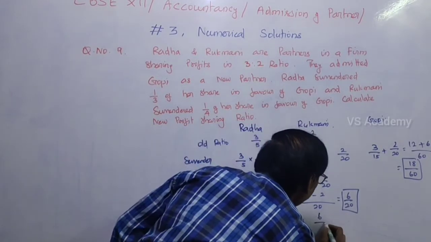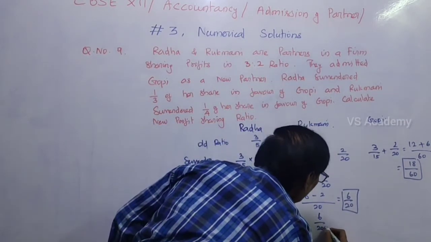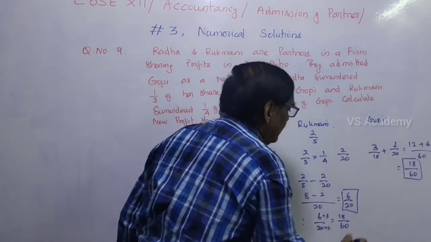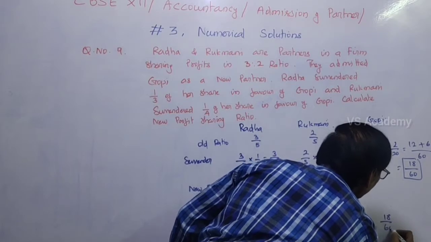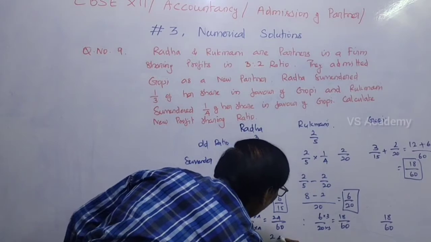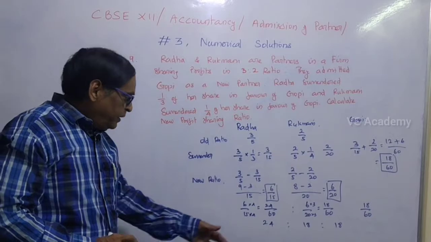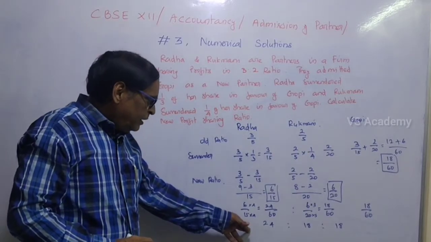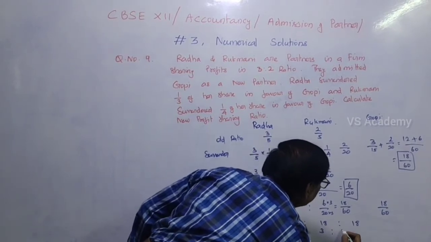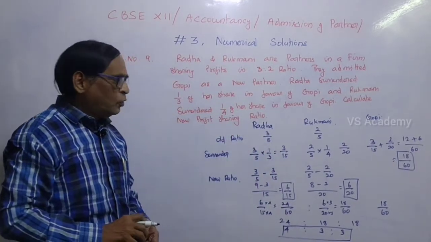Here 6/20, the base should be 60. So multiply by 3, so 18/60. Here also 18/60 for Gopi. So the ratio will be 24:18:18. So if we divide, we can simplify further. If we divide by 6, 4:3:3. So this is the new profit sharing ratio between Radha, Rukmani and Gopi.